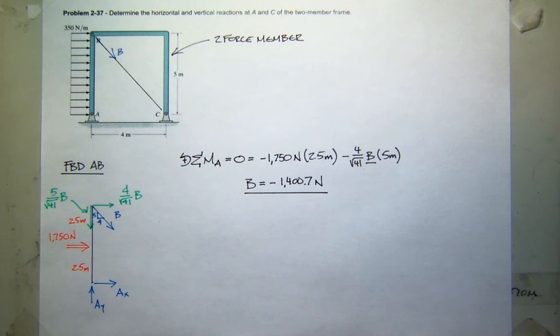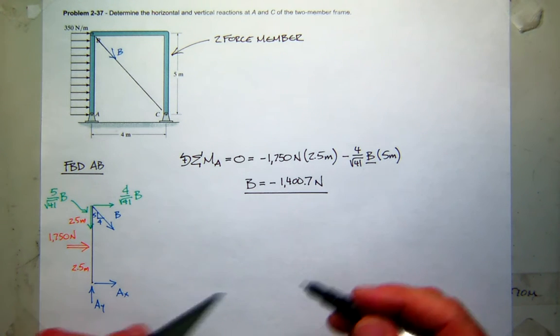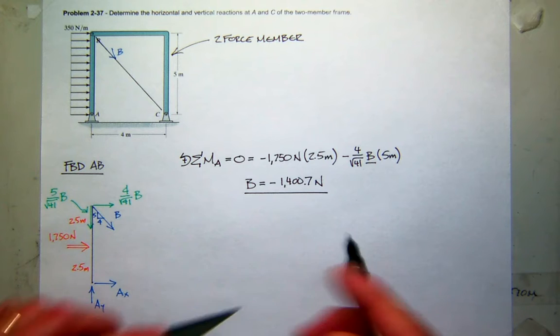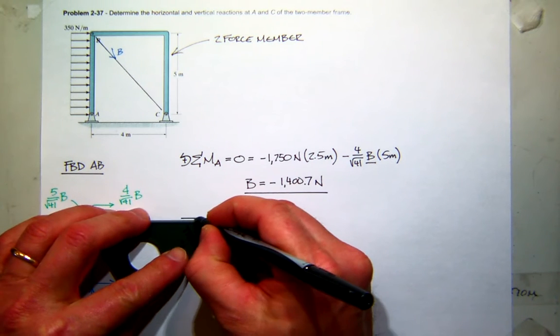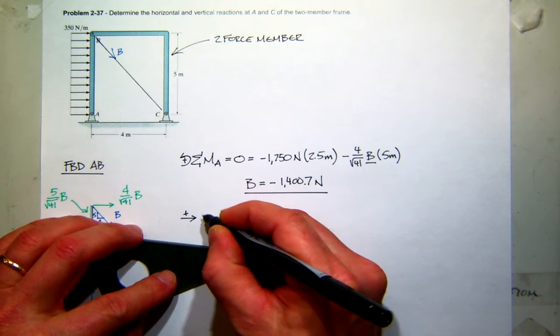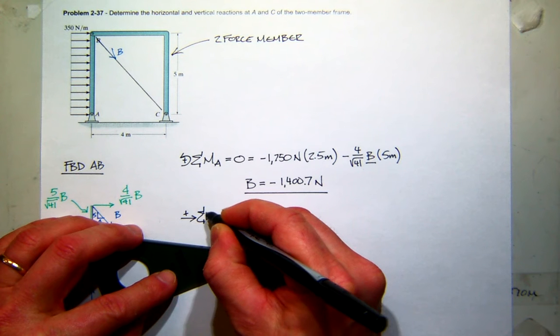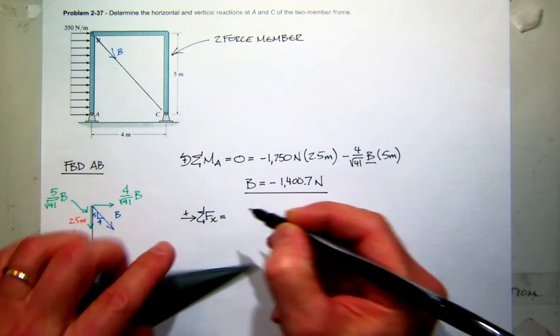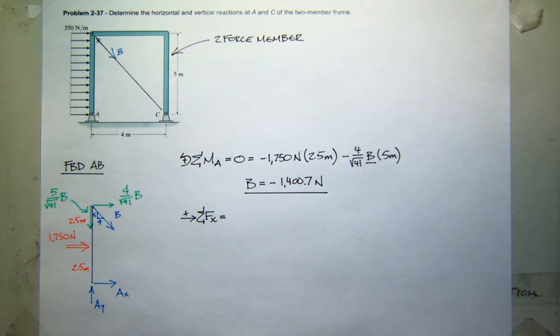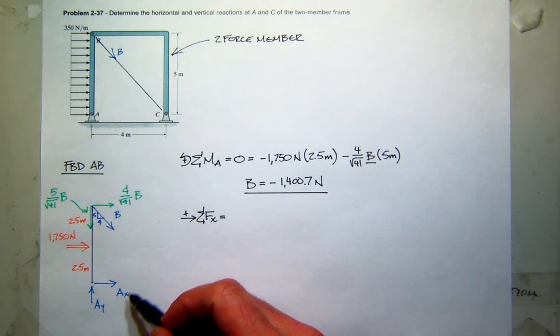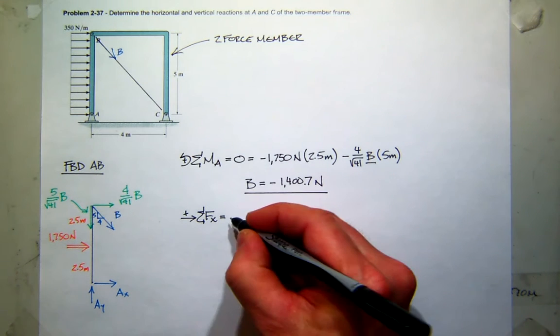Okay, what's left? Mr. McBride, what do we do next? Sum the forces in X. Why not? We're going to sum the forces in the x direction. Why is that a good choice? Because there's only one unknown, right?